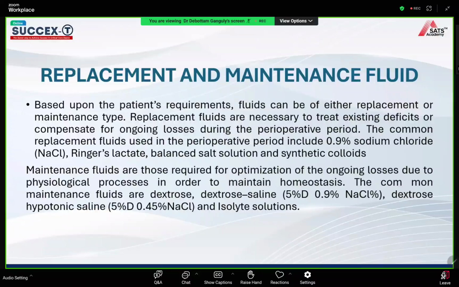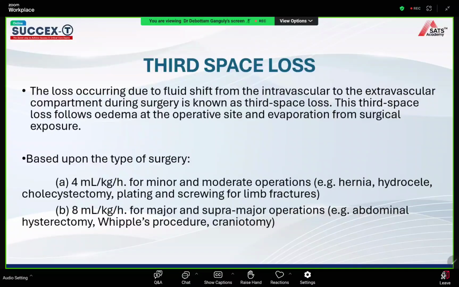Common replacement fluids in the perioperative period include normal saline, Ringer's lactate, balanced solution, all these things. Whereas maintenance fluids are those required for optimization of the ongoing losses due to physiological processes in order to maintain homeostasis. The common maintenance fluids are dextrose containing saline, all these things, and isolyte solution.